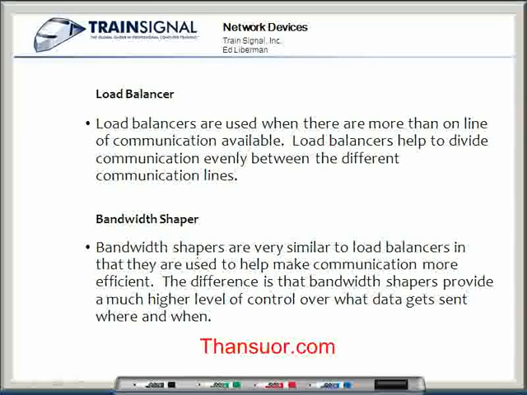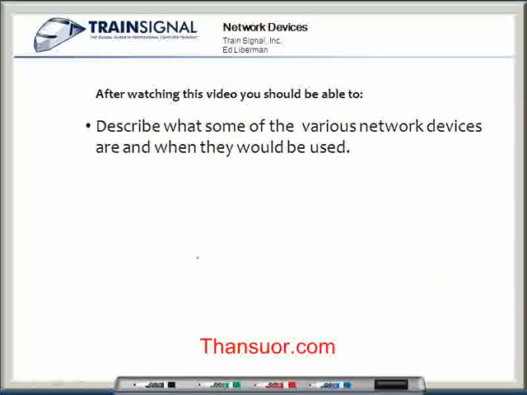Now again, one thing I'll mention is that with both load balancers and bandwidth shapers, don't try to picture what they look like, because they don't look like anything. As a matter of fact, very often they're done through software. They are also hardware, but very often it's done through software. So don't worry about what they look like.